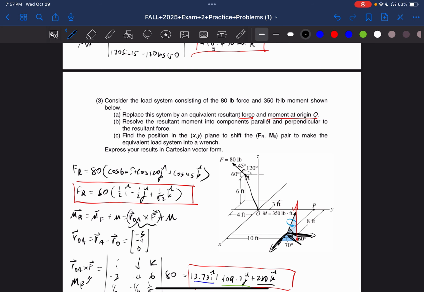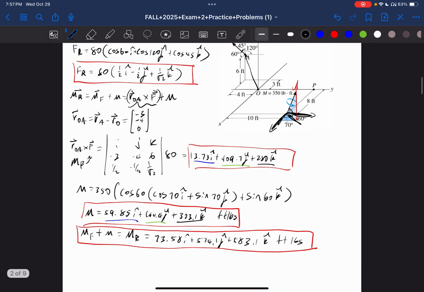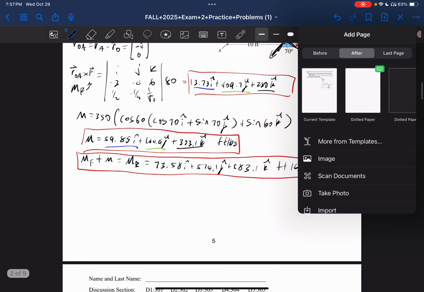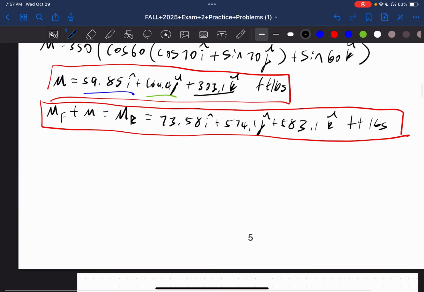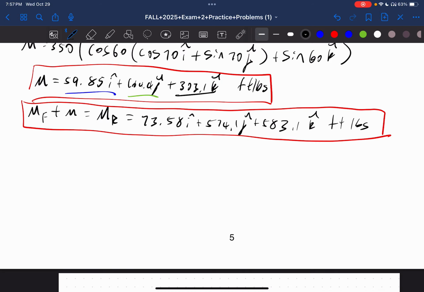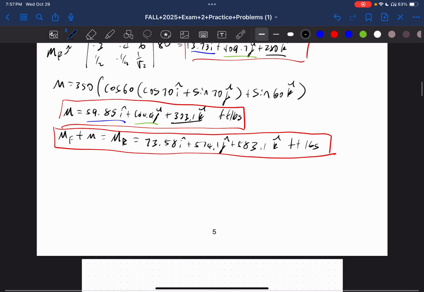Okay, great. So we did part A, resolve the moment into components parallel and perpendicular to the resultant force. Okay, this is pretty easy. So basically what it wants us to do is find the moment perpendicular and parallel to the force, right? How we do that is, if we want something parallel, we'll just do the dot product.